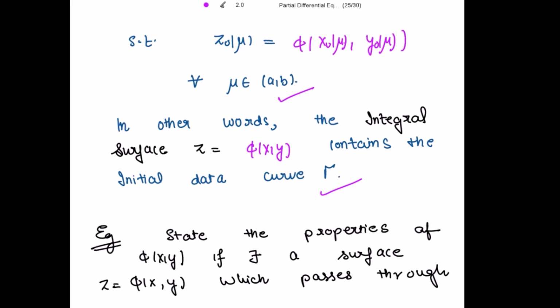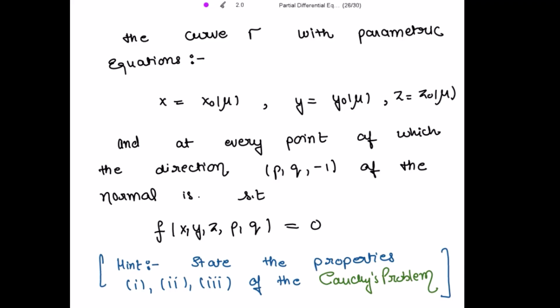When we need to solve an example based on the Cauchy's problem, you need to understand it better. Here is an example. State the properties of phi xy if there exists a surface z equal to phi xy which passes through the curve tau with the parametric equations x equal to x naught, y equal to y naught, z equal to z naught, and at every point of which the direction p, q, negative 1 of the normal is such that f of x, y, z, p, q equal to 0. So for this, you have to state the properties 1, 2 and 3 of the Cauchy's problem.